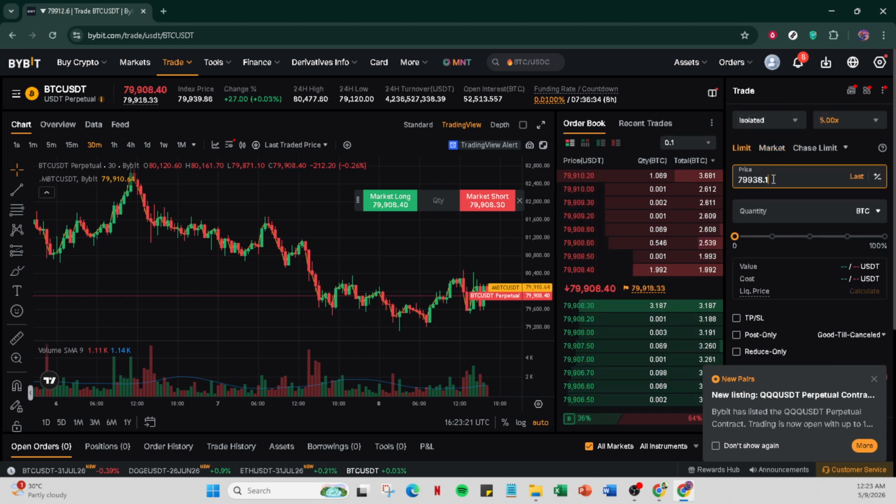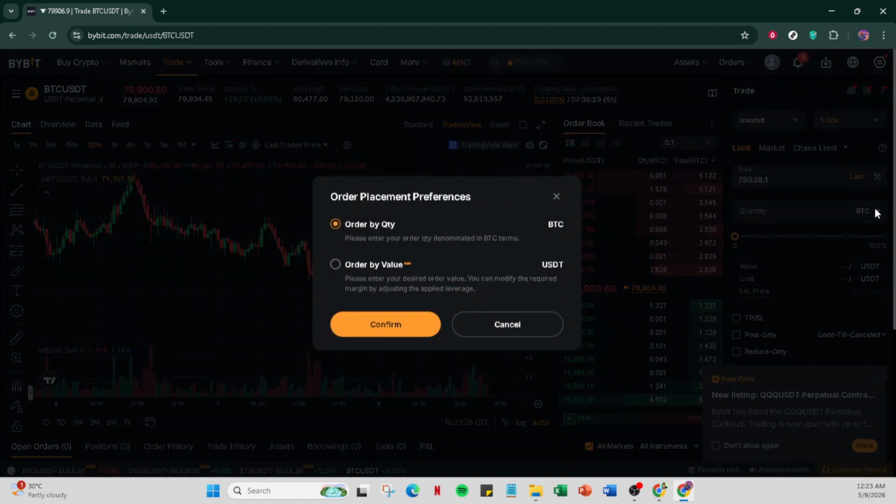Enter your position size. You can input the amount in USDT or switch to the token quantity depending on what's more intuitive for you. Keep an eye on the estimated cost, required margin, and any displayed fees to make sure everything aligns with your plan.